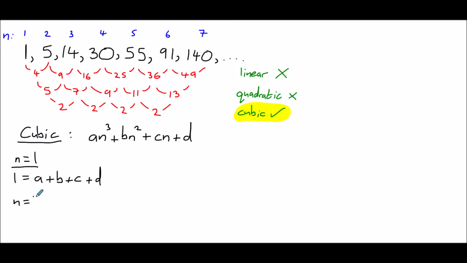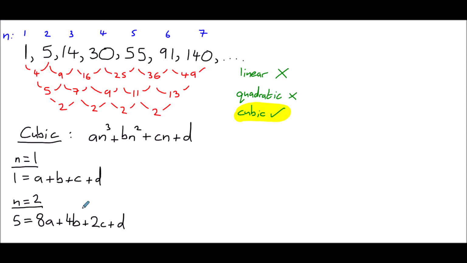Next, just think about when n is 2. When n was 2, that gave us 5, and so 5 must equal this expression when we substitute 2 into it. So when n is 2, a times 2 cubed gives us a times 8, so that gives us 8a. b times 2 squared, that's 4b. c times 2 gives us 2c, and then finally d.